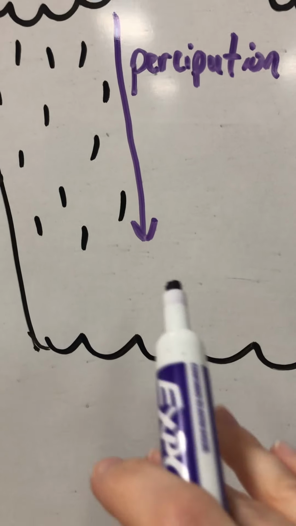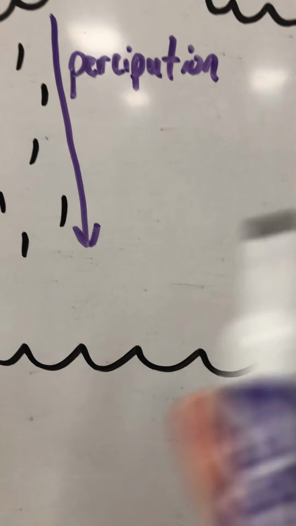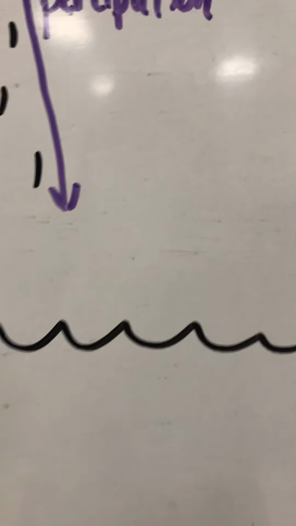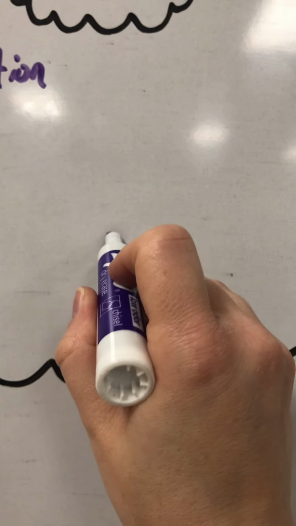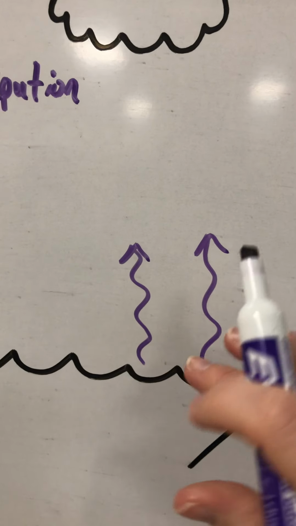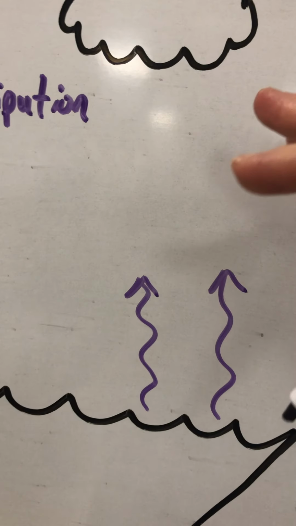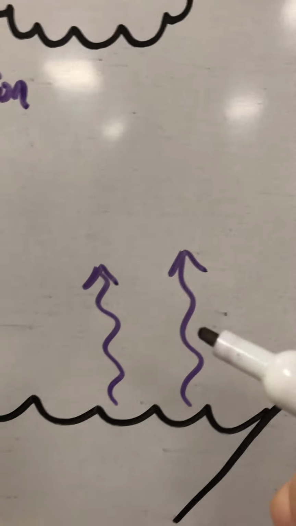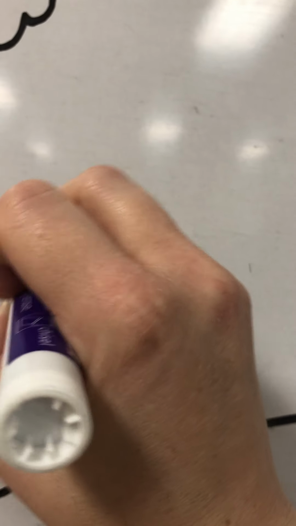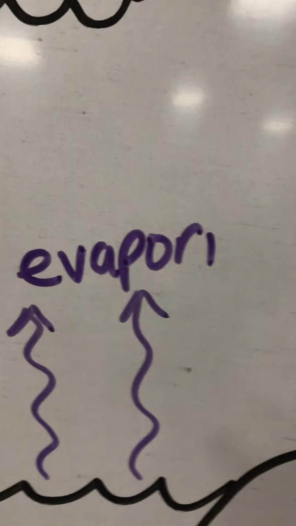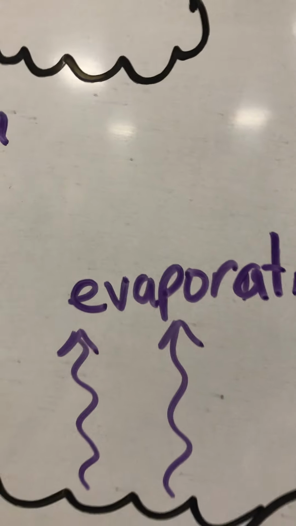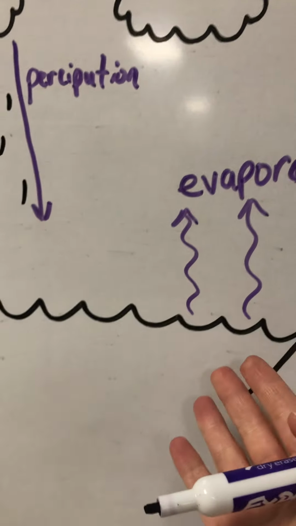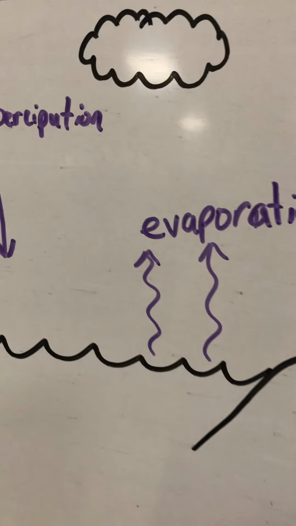Now, once it falls down into this lake or pond or whatever it is that I've drawn here, it has two options. Option number one is that some of this water, I'm going to draw squiggly lines here, is actually going to turn back into a gas and start to rise. When that happens, that is called evaporation. My tongue got twisted there. Evaporation is when liquid water turns back into a gas.